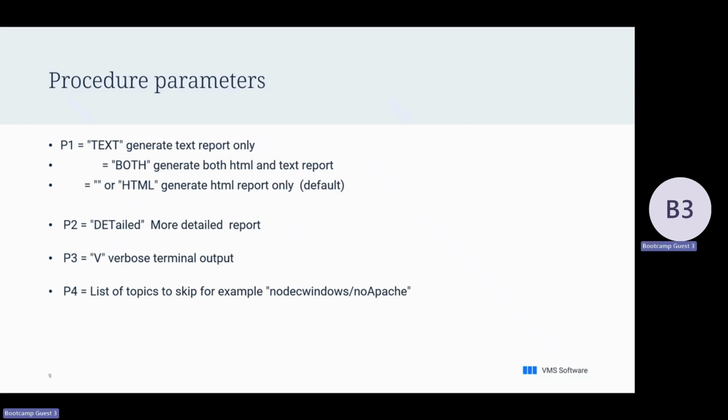And if it hangs, you can skip, or if you don't need something, for instance, the deck windows part is quite big in the report and usually not needed because we have few problems with deck windows. So you can use a parameter P4 like this, no deck windows / no Apache, and you will not collect the deck windows or Apache information. In fact, you don't need to put the no. You can just put deck windows / Apache.